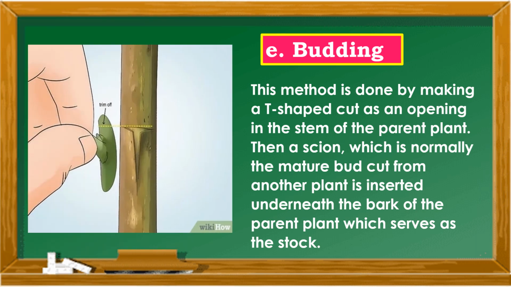Another method is budding. This method is done by making a T-shaped cut as an opening in the stem of the parent plant. Then a scion, which is normally the mature bud cut from another plant, is inserted underneath the bark of the parent plant, which serves as the stock.